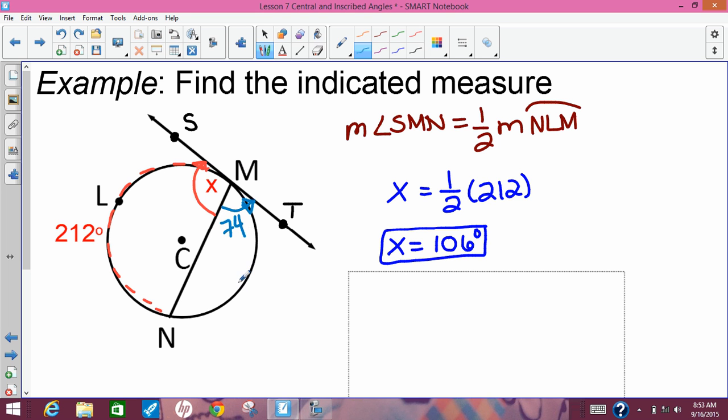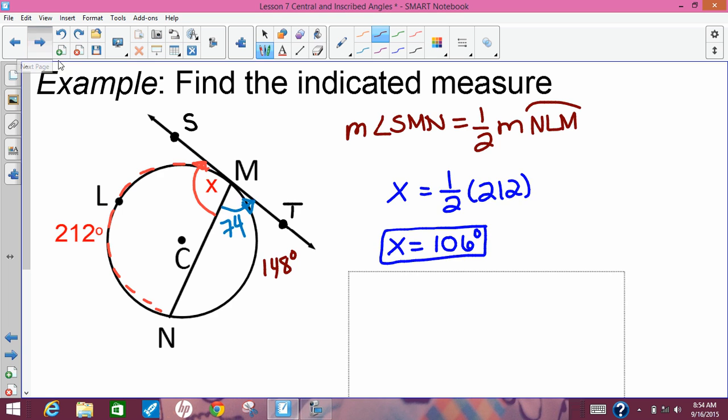Now, using the relationship we've established, this arc is 2 times as big as this angle. So this arc is 148 degrees. We could also find this arc by subtracting a 212 degree arc from 360. That's just a side note.